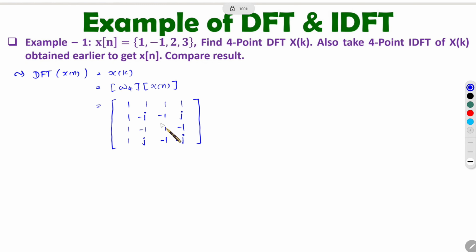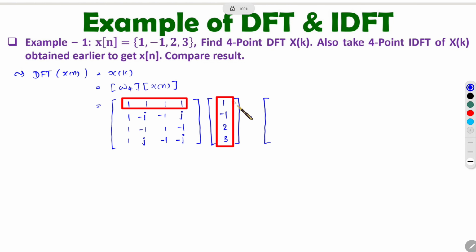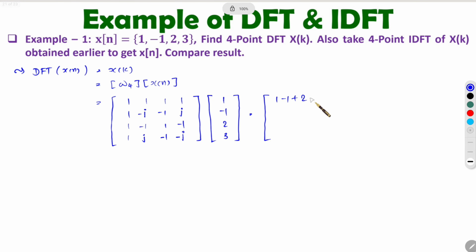Now here, see x of n that is given to us. So that is 1, minus 1, 2, 3. Now simply perform multiplication of these two matrices. So here we will have the first element, that is this row into this column. So that has to be 1, plus 1 into minus 1, minus 1, plus 1 into 2, that is plus 2, plus 1 into 3, that is plus 3. At last I'll perform addition.